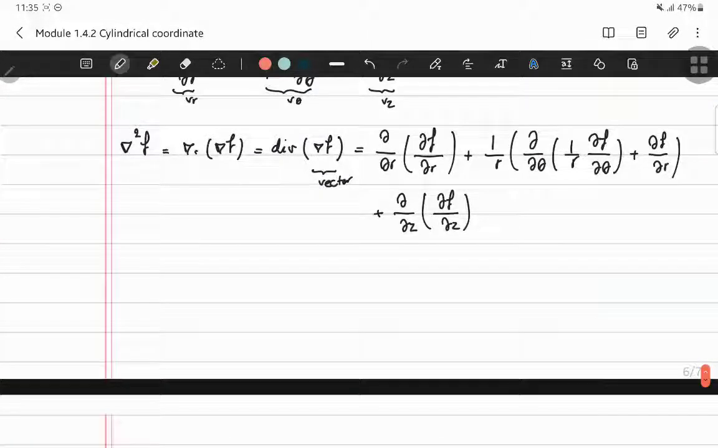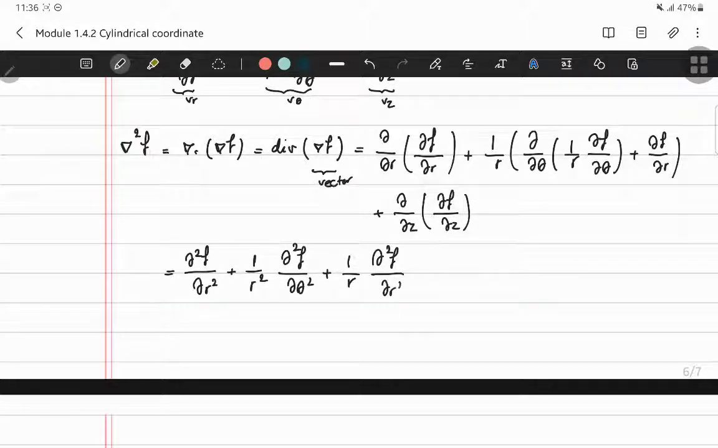So if I do this, I have the second partial derivative of f with respect to r twice plus, and here, r is not a function of theta, so I can treat this as a constant and just bring it out. 1 divided by r squared, second partial derivative of f with respect to theta, plus 1 divided by r times the partial derivative of f with respect to r, plus the second partial derivative of f with respect to z.